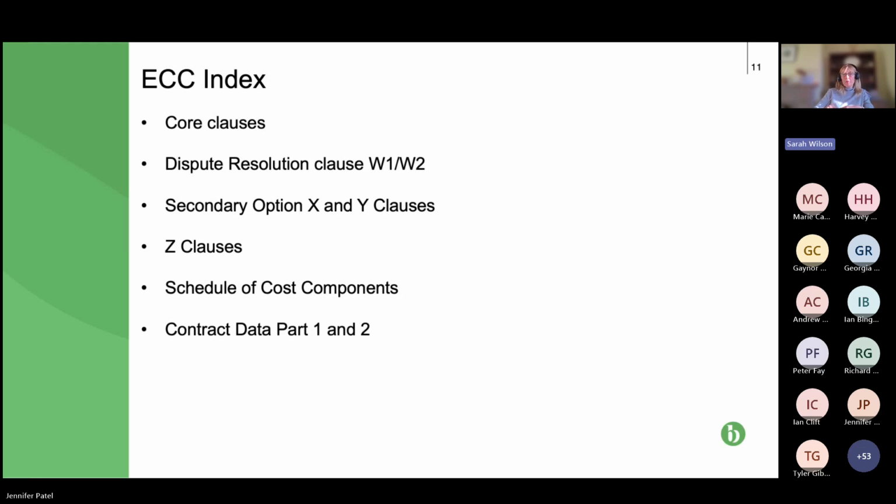So note that the contract data part 1 and part 2, the part that's filled in, is right at the back of the contract form, and that contrasts with JCT, where it's about the second document within. Well, actually, it's right at the top after the index, I think, so very early on in the contract. So if we can move to the next slide, please, Jen.